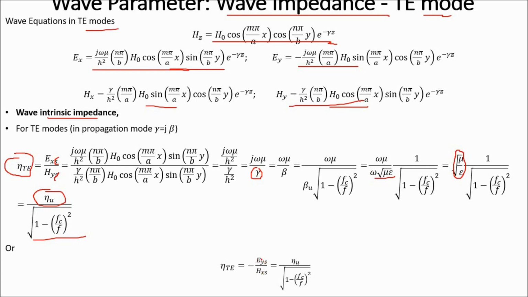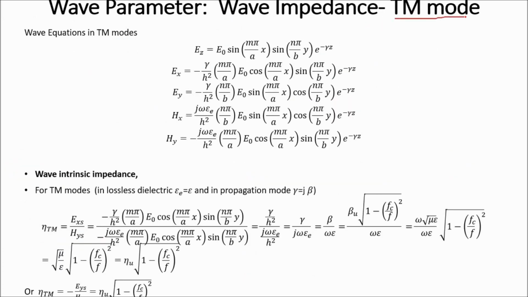For TE mode, you also can find the Ey component of the E field divided by the Hx component of the magnetic field, but there is a negative sign in the formula. So if you take the Ex component and the Hy component, then this ratio will be positive. But if you take the Ey component and the Hx component, then you have to multiply with the negative sign.